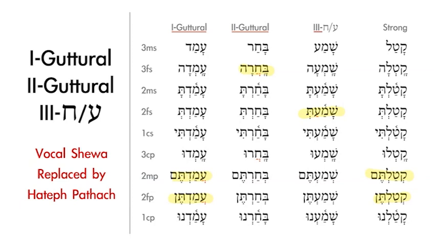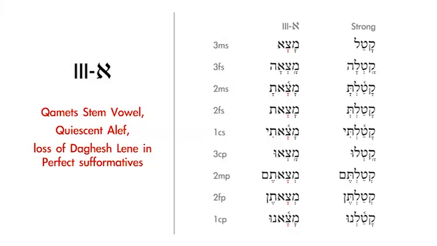If you know the principle that the guttural cannot take a vocal schwa but will take a Hatef Pathach, and you can identify and explain those features in the conjugation, you'll have no trouble parsing those verbs and rendering them properly into translation. Let's look together at third Aleph verbs. Third Aleph verbs have a Kametz stem vowel, a quiescent Aleph, and the loss of the Dagesh Lene in perfect affirmatives. Let's look together at these forms.